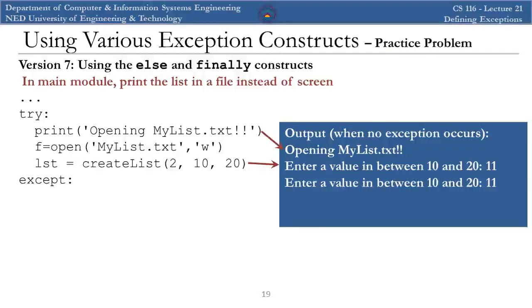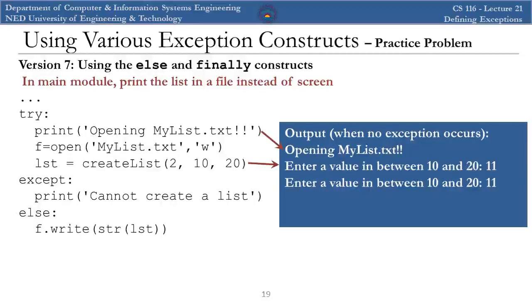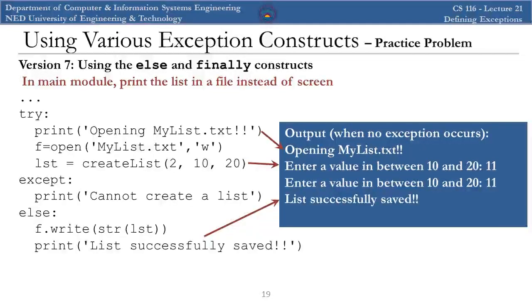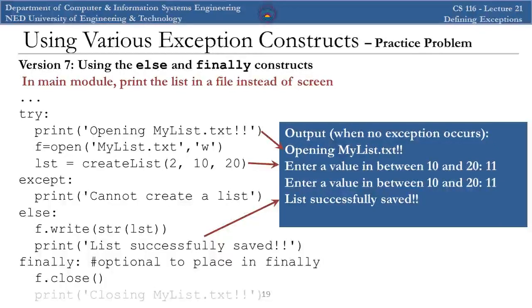Now what happens next? Since no exception occurred, this except block will be skipped, and that means the else block will be executed. So in the else block, I simply write this list in a file and then print this message, and this will be printed on screen, right? And after that the finally block will be executed and it prints this additional message, right?